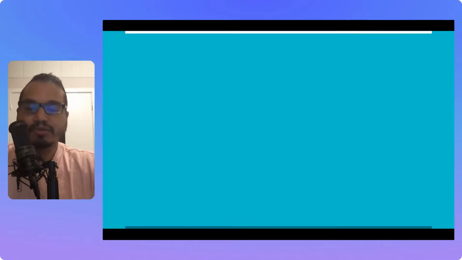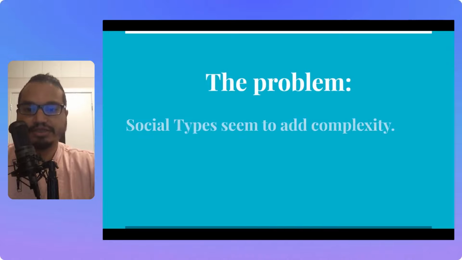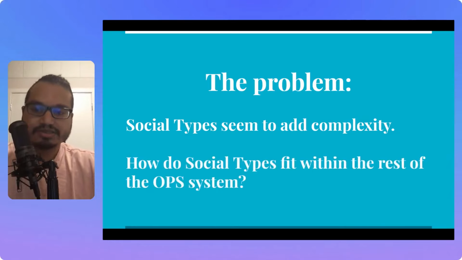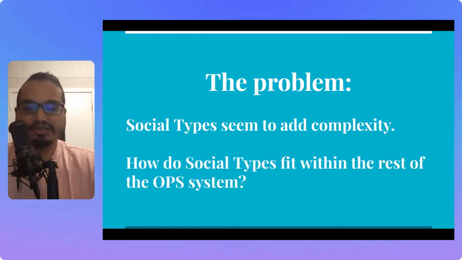And yeah, so the problem we're trying to explore today is that social types seems to add complexity into the OPS system. This is kind of the 10th and 11th coin on top of the 9 coins that already exist. So the question is, how does social types fit within the rest of the OPS system?